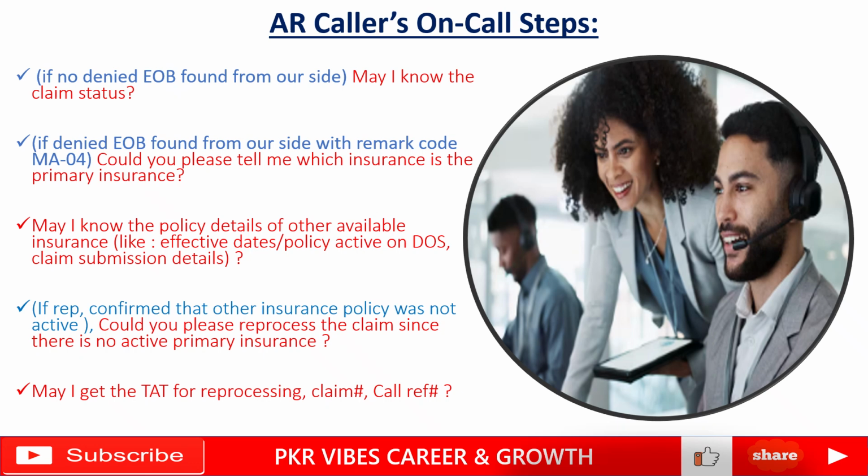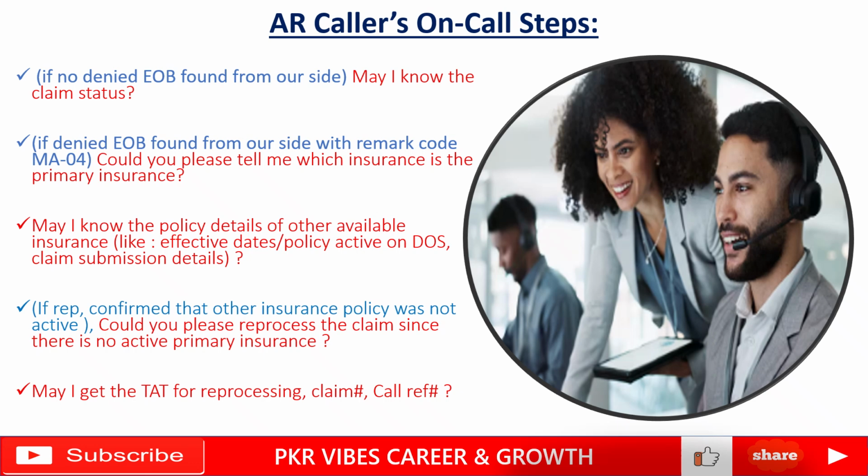If the rep confirms that the other insurance policy was not active, for example, the rep says yes, other insurance is available, but as per our records that other insurance was inactive, at that time, as an AR caller, you have to ask your insurance representative: could you please reprocess the claim since there is no active primary insurance? So I think you got this point.